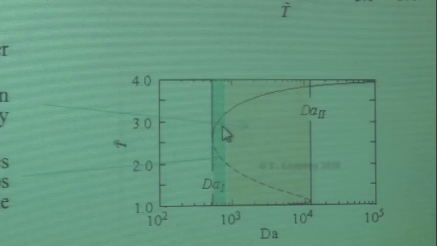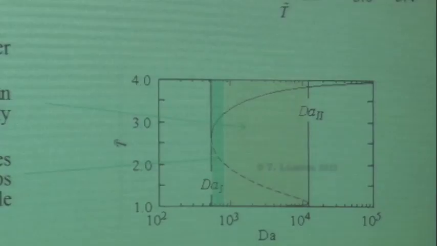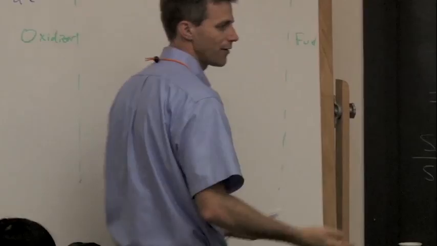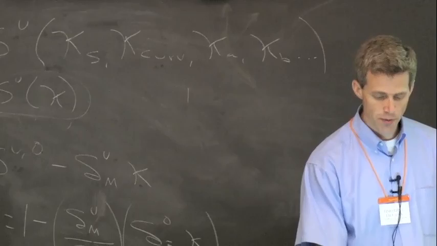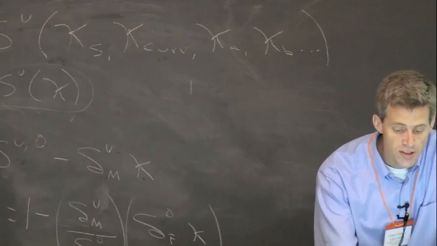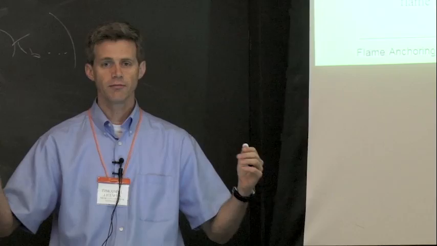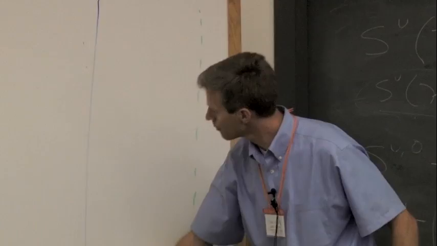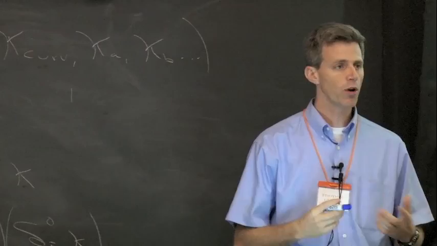That's what this means. Basically, let's just think about what this means here. Let's take a value of 580. Again, don't get hung up on these numbers. That's just what they turn out to be for this model problem. But let's assume that I'm somewhere in this green zone. It is possible, there is an upper branch. It's possible to have a healthy non-premixed flame that persists forever with no edge, okay? It's possible to have a one-dimensional steady state solution in this Damköhler number range.